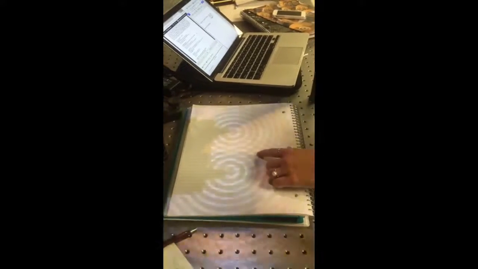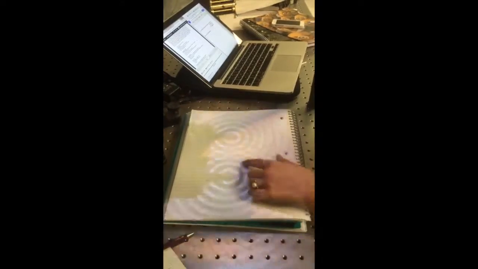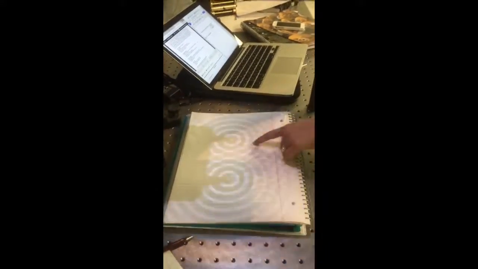So with more separation between them, you can see how more of the circles overlap, but as you decrease the frequency, you can see fewer and fewer overlaps between the circles.